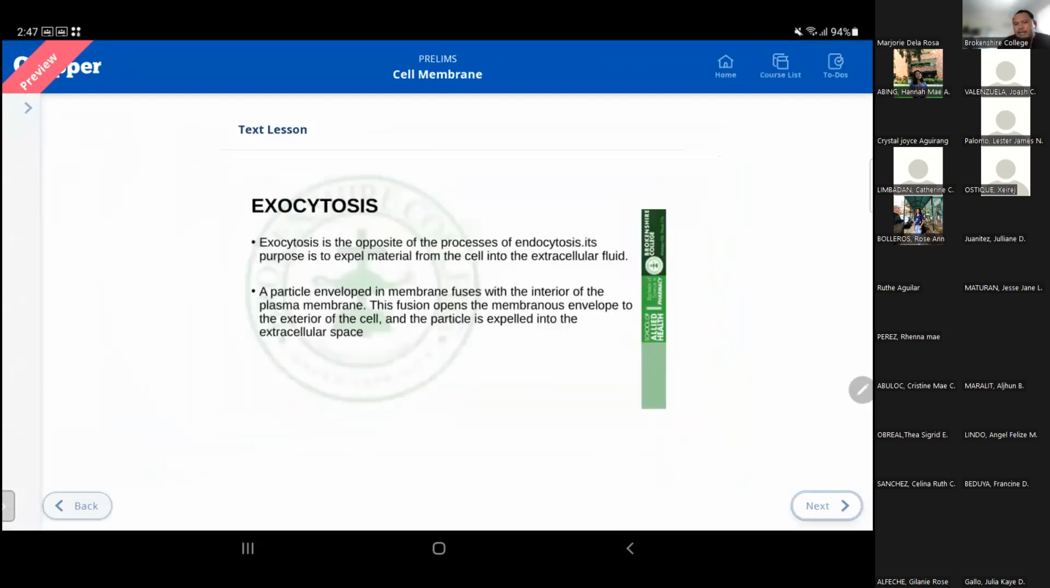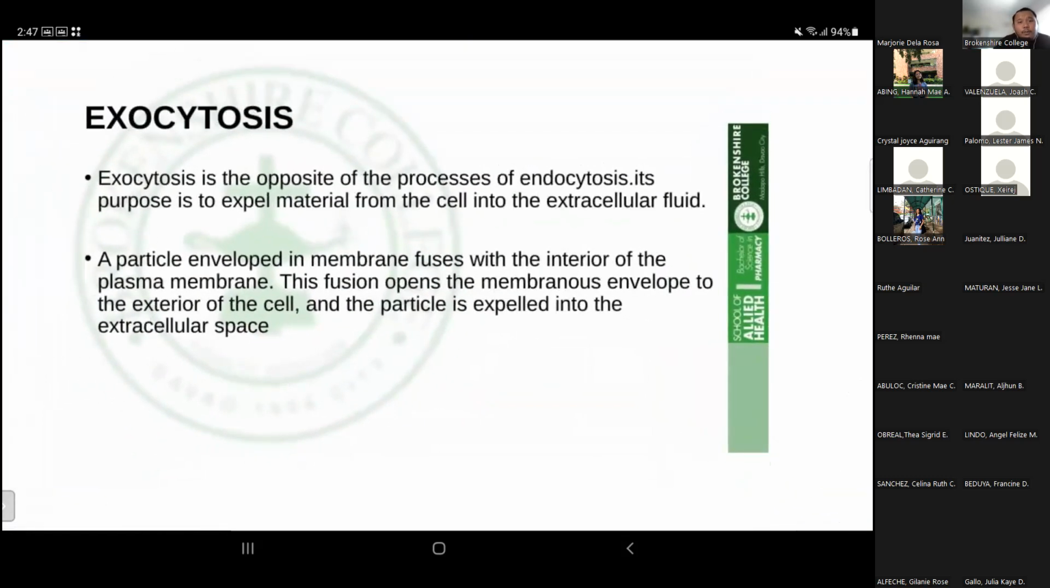And then we have exocytosis. Talking about exocytosis, of course, that is the opposite of endocytosis. Exo means exit. So a particle enveloped in membrane fuses into the interior of the plasma membrane. This fusion opens the membranous envelope to the exterior of the cell, and the particle is expelled into the extracellular space. That is what happens under exocytosis.